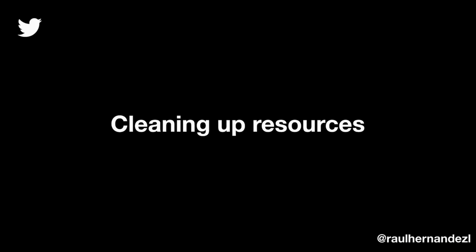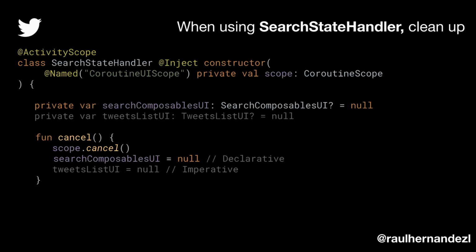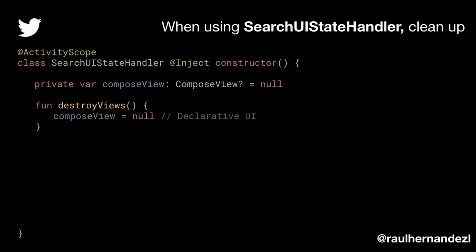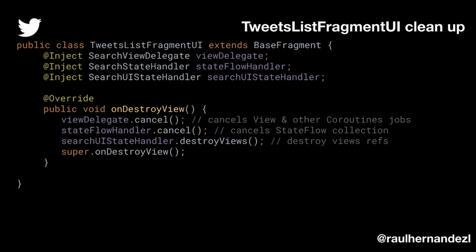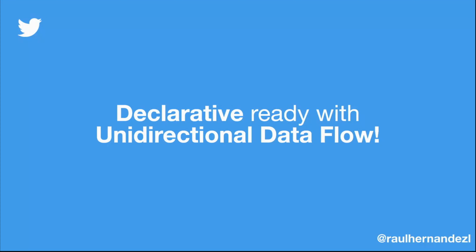Then finally, for the implementation, just cleaning up different resources, canceling the different scopes, nullifying the views, and those kinds of things. You have obviously architecture components. Maybe you don't need to cancel the scope because you have different tooling that can do that for you. For the handler, destroying the different views and nullifying the different things. Same for the different views that we have there, the delegate, and the cancellation for the different scopes that we have there. So with that, we have declarative UI ready with directional data flow.